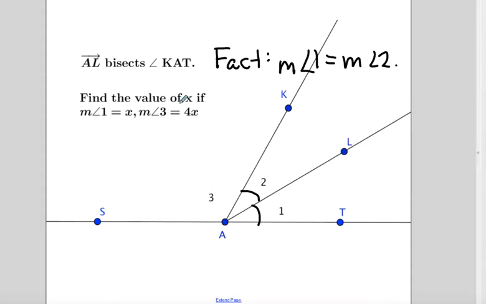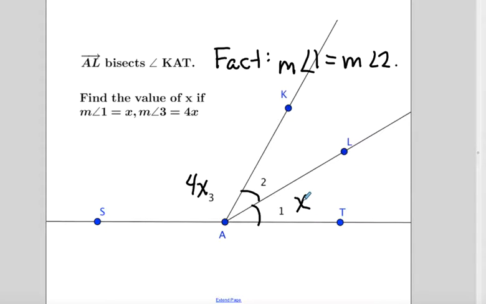We want to find the value of x if the measure of angle 1 is x and the measure of angle 3 is 4x. So I'm going to label what this statement just said on the diagram. Measure of angle 1 is x, measure of angle 3 is 4x. The fact that the measure of angle 1 and the measure of angle 2 are equal doesn't immediately tell us what x is, because we don't know the measure of either one of these angles.